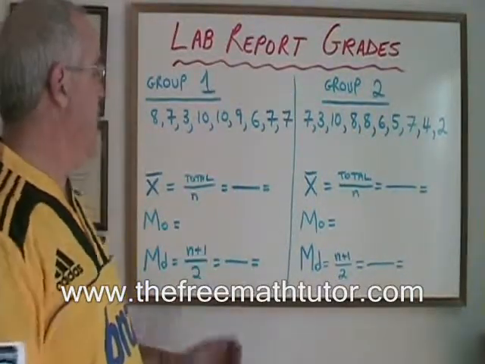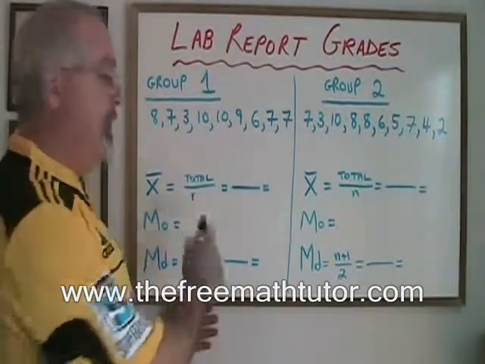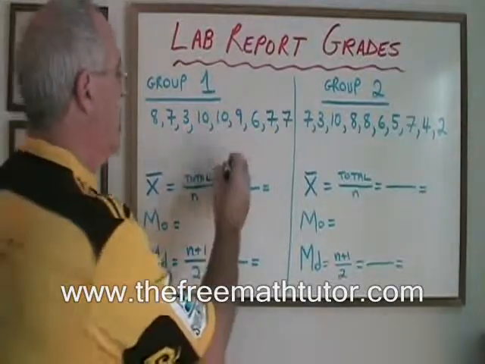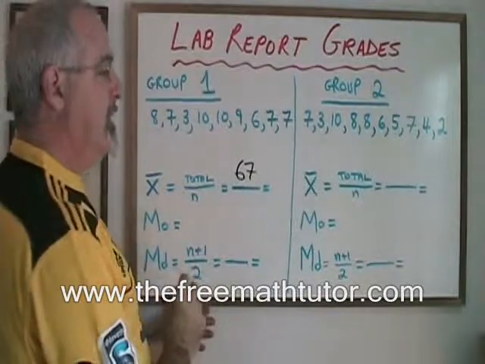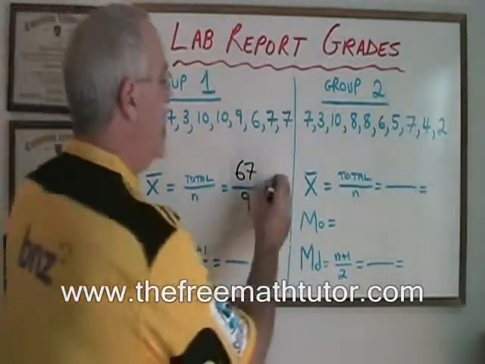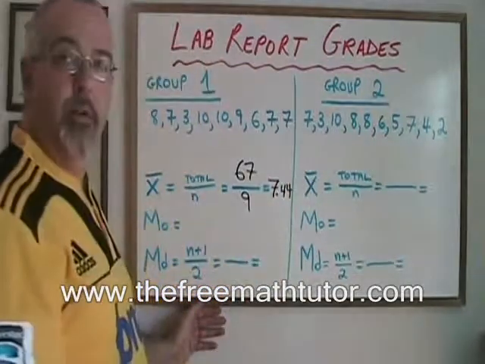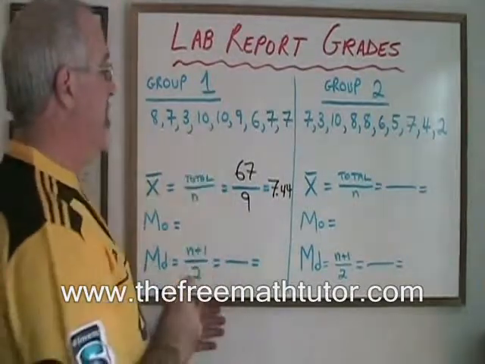For the first group, let's do the mean. The mean is equal to the total over n, the sample size. The total of all of these grades, if I add them up, is 67. And there are 9 grades in the group. And 67 divided by 9 gives me 7.44, if I round it to the nearest hundredth. The mean is 7.44 for Group 1.